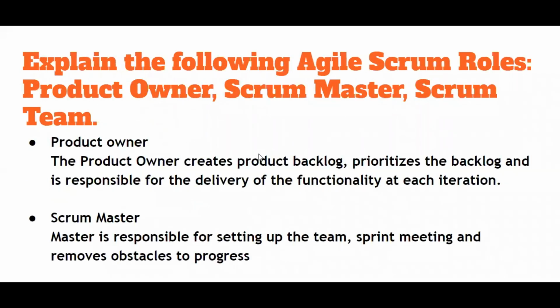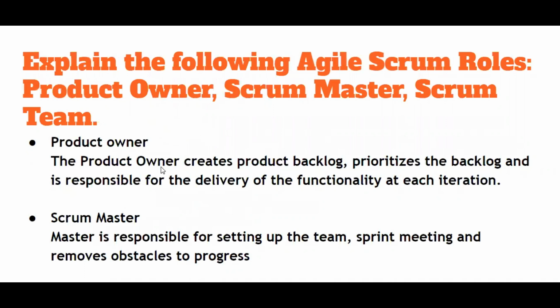Now the next question here is, explain the following terms. First one is product owner. The product owner is the one who creates the product backlog, prioritizes the backlog like user stories and all, and is responsible for the delivery of the functionality at each iteration. This is known as the product owner.